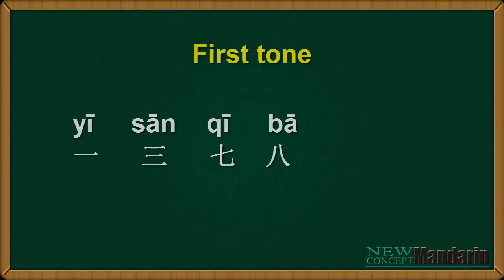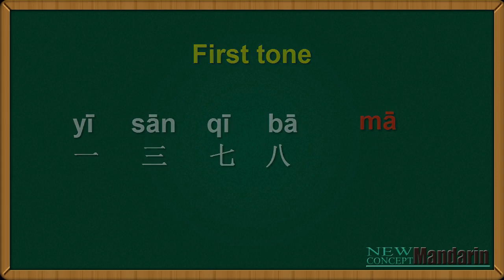The first tone is the flat tone. You will pronounce it in a high and steady voice like singing. Do, re, mi. For example, ma, ma. Which numbers carry the first tone? 1 3 7 8, like ma.